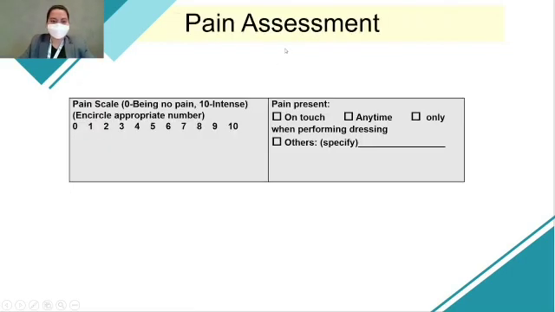Of course, if there is a wound, there is also pain. So all you have to do is a pain assessment by asking for the pain scale from 0 to 10, 0 being no pain and 10 for intense pain. Is there any pain present when touching, anytime, or only when you're performing dressing or wound care?